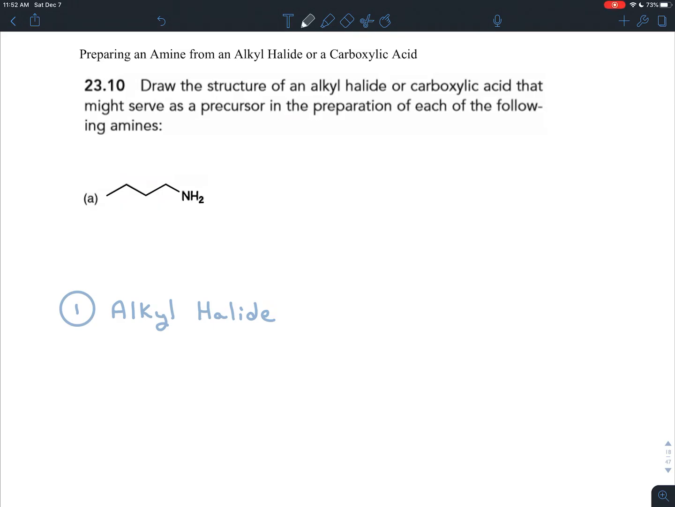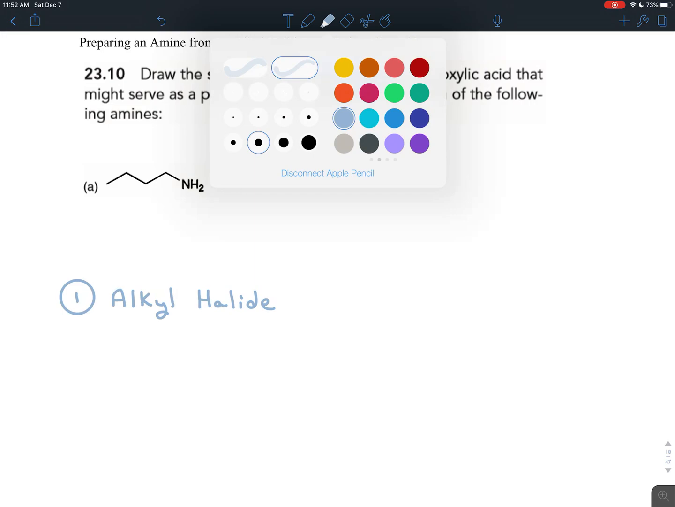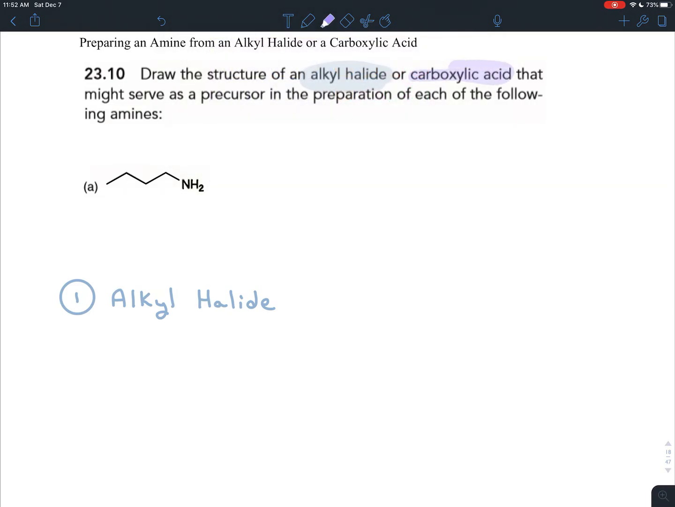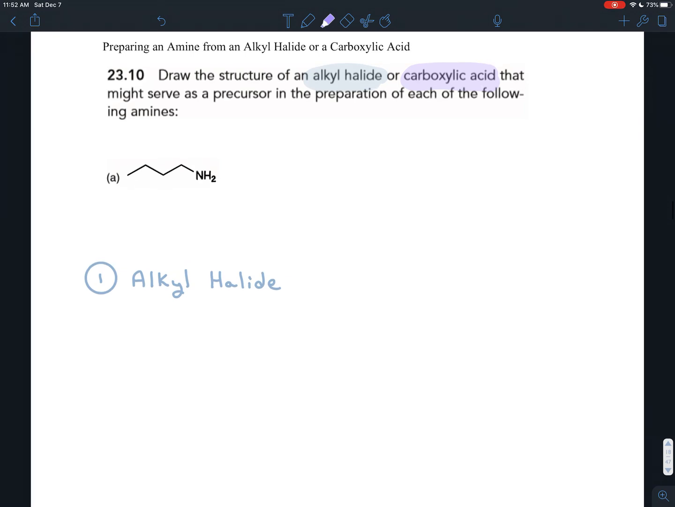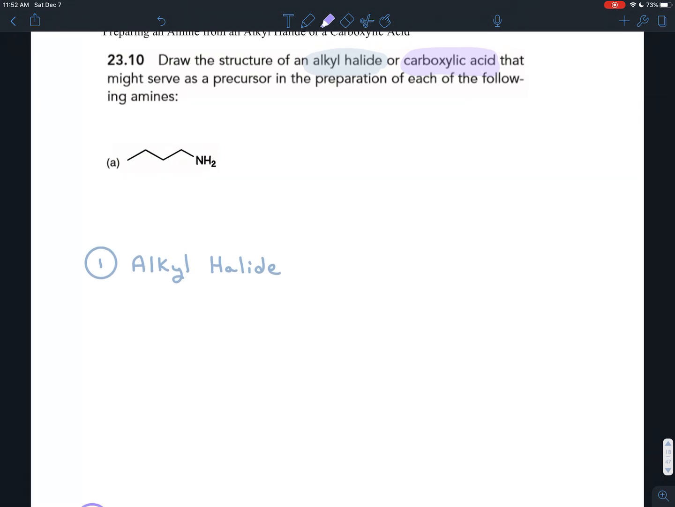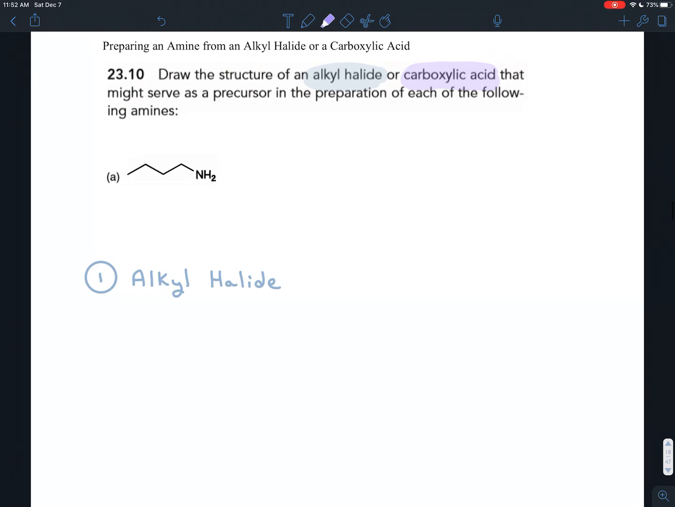We've learned a couple ways to make amines in previous chapters. First, we learned how to make them from alkyl halides, and second, we learned how to make them from carboxylic acids. In this video, and in this exercise, 23.10, we're going to review those two ways of making amines. And because amines are so useful in drugs, and in making hormones or neurotransmitters like dopamine or serotonin, you'll see how powerful those two methods that we've already learned can be.